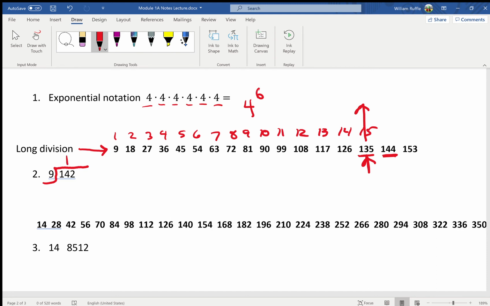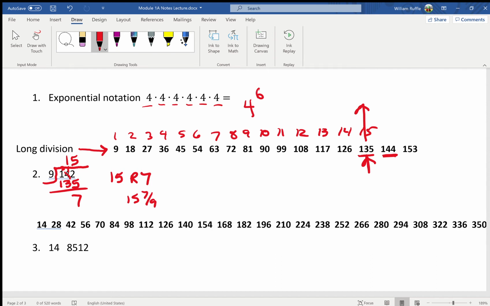So I'm going to write 15 up there, 135 there, and then I subtract. Now I can't do 2 minus 5, so I got to borrow from the 4. 3, 12 minus 5 is 7, 13 minus 13 is 0. So it's 15 remainder 7. Now they're also going to show you how to do this a little differently. They're going to say 15 and 7/9. So write it as a mixed number.